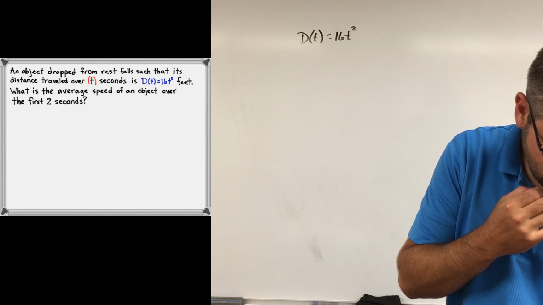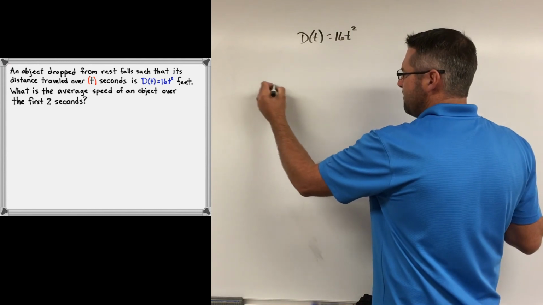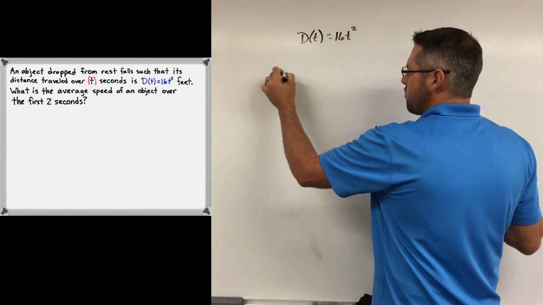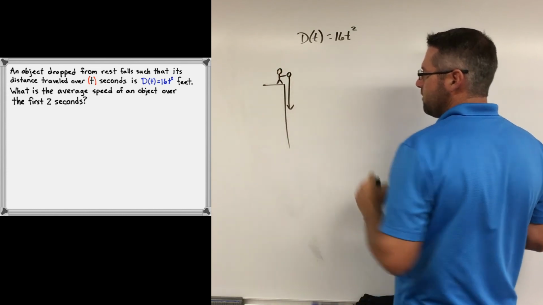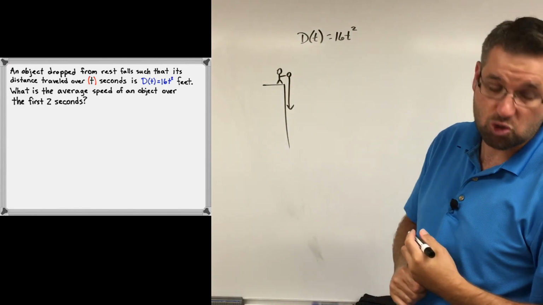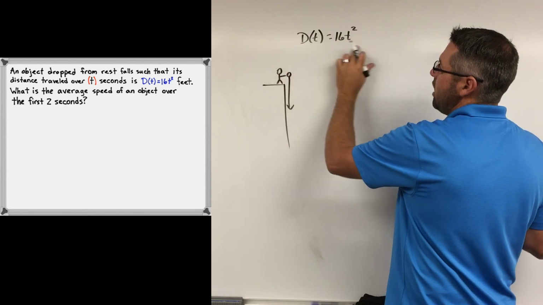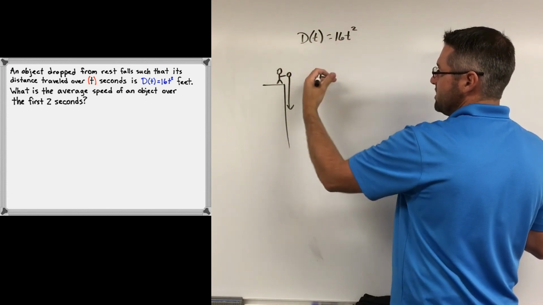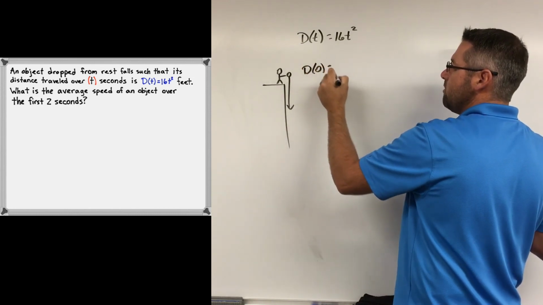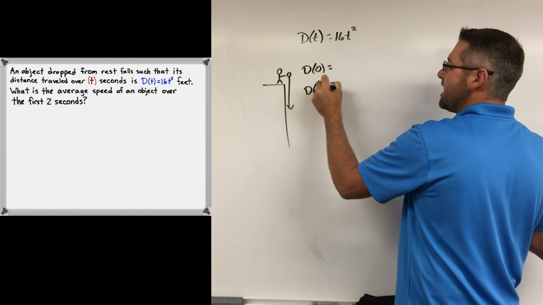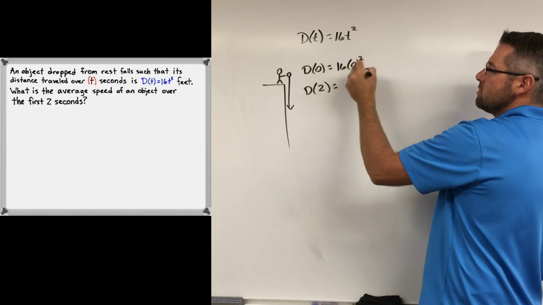It says, what is the average speed of an object over the first 2 seconds? So we have this object that's being dropped off of a cliff maybe, and it's falling. We want to know how fast it was traveling on average over the first 2 seconds. This represents the position of the object at different times. So what 2 times do we care about? We care about when we started, d of 0, and 2 seconds later, d of 2. So we just figure those 2 values out, and that is 0.